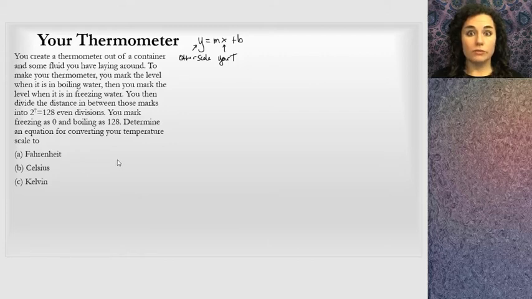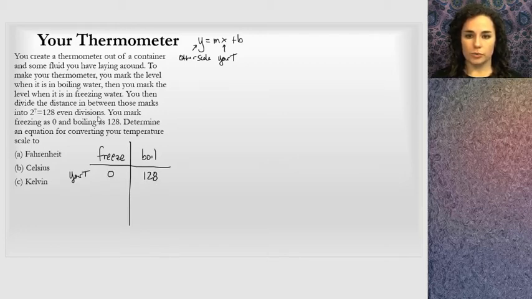You made a couple of measurements, first at freezing and then at boiling. So let's write out what we know. For your temperature, freezing was 0 and boiling was 128 even divisions. We know for Fahrenheit, it freezes at 32 and it boils at 212. For Celsius, we know it freezes at 0 and it boils at 100. And I'm not going to write down Kelvin because if we know how to find Celsius, we know how to find Kelvin easy.